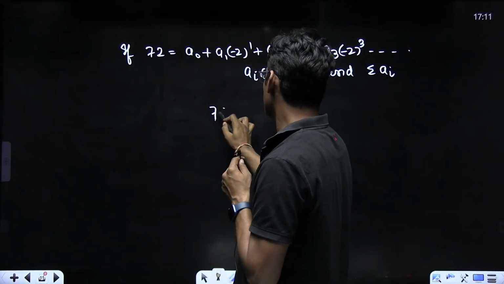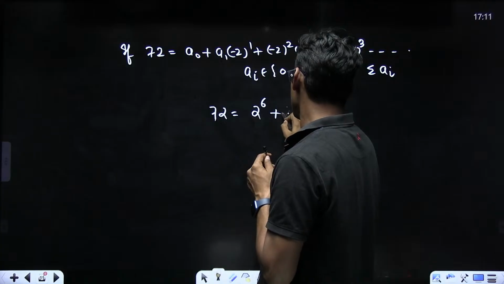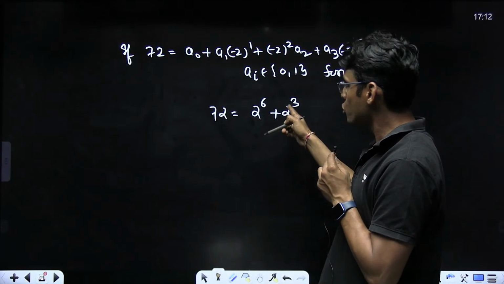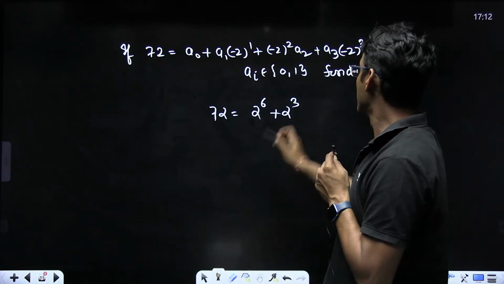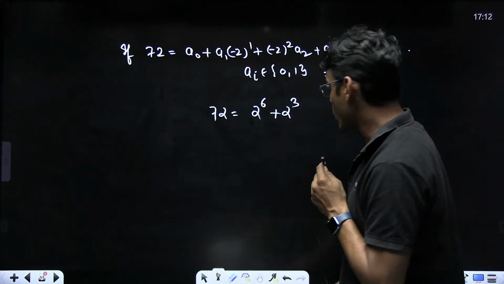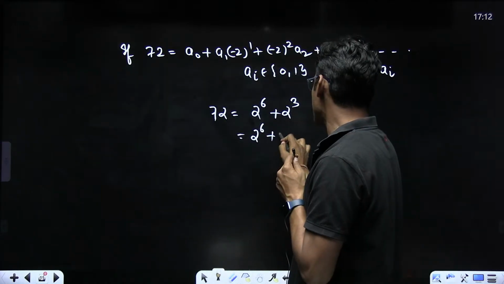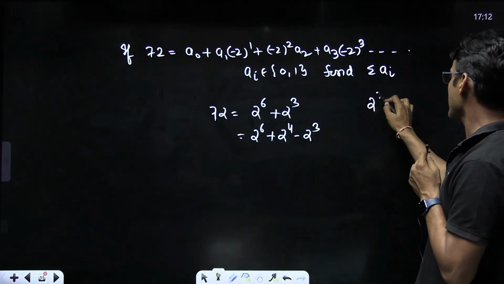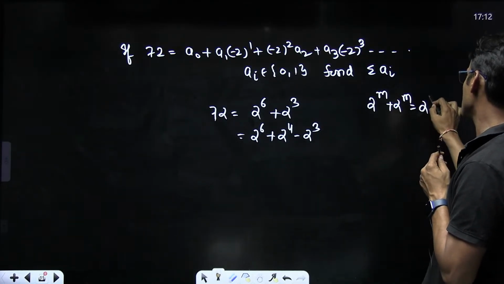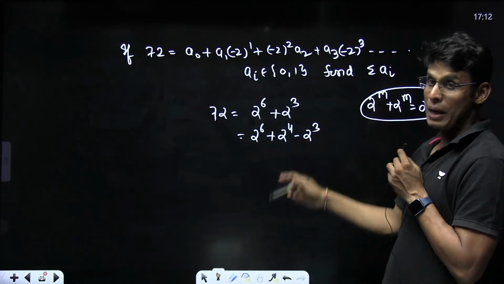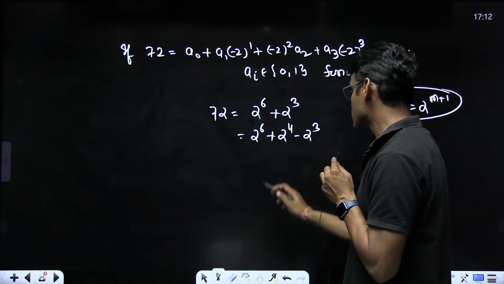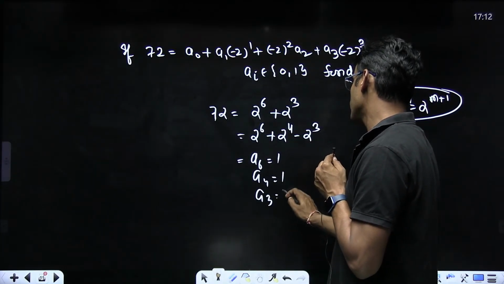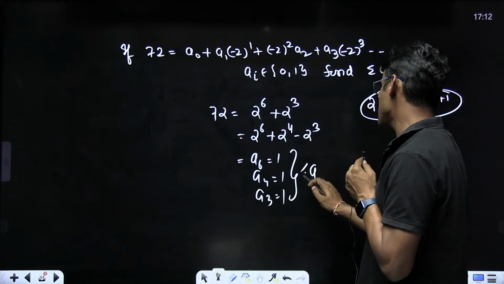So see, what is 72? First of all, write it as powers of 2. Now, I cannot have 2 to the power 3 without a negative sign, because minus 2 to the power 3 gives me negative here. So what will I do? I will simply write 2 to the power 3 as 2 to the power 4 minus 2 to the power 3. That is the beauty of it. 2 to the power m plus 2 to the power m is equal to 2 to the power m plus 1. This is a very beautiful property which is being applied here. 2 to the power 6 plus 2 to the power 4 minus 2 to the power 3. This gives me A6 equals 1, A4 equals 1, A3 equals 1. And my summation of Ai is 3.